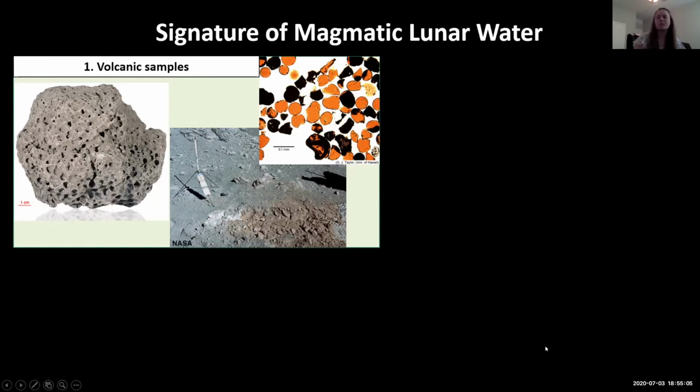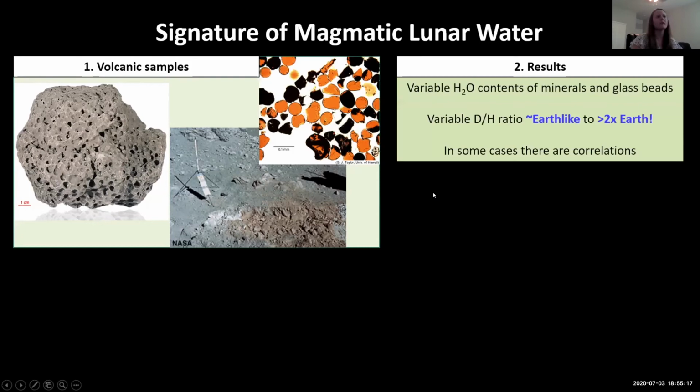So the story that we've been getting from volcanic samples, that means either basalts or you can think of them as lava, crystallized lava flows, and also these glass beads, is that those samples contain variable amounts of water in their minerals or their glasses.